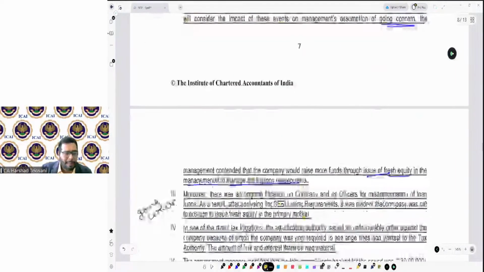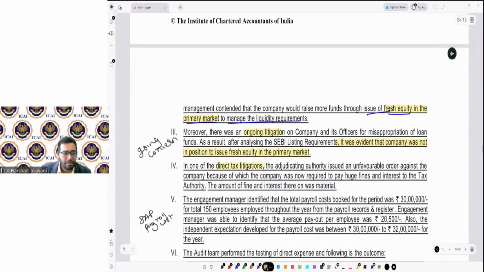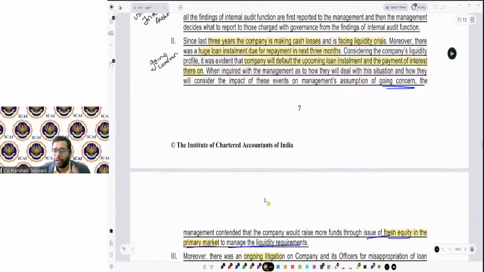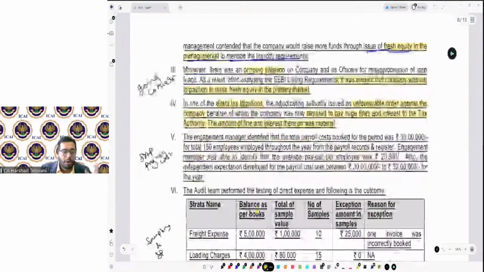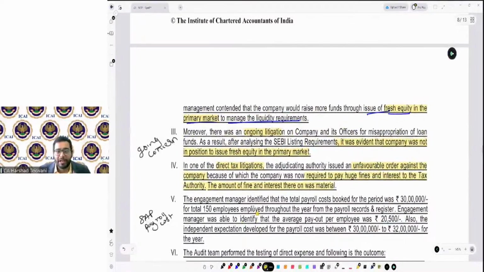They were planning to have fresh equity in the primary market, but due to pending litigation, it was evident the company was not in a position to issue fresh equity in the primary market. Plus, there was a direct tax litigation where an unfavorable order against the company was issued, and they are required to pay huge fines and interest to the tax authorities. The amount was material. So there are some significant events which are casting doubts on the entity's ability to continue as a going concern.